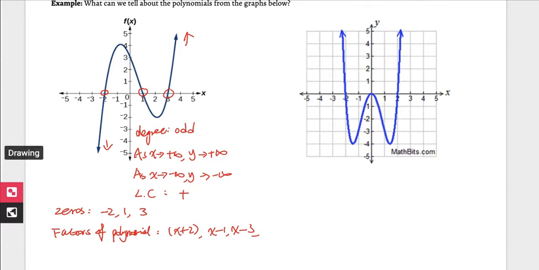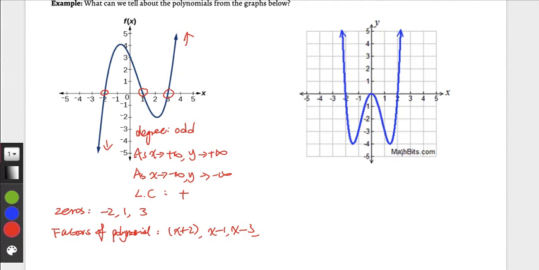Some students might ask, does that mean the polynomial is just these three parts multiplied together? Not really, because there are other factors we still need to consider, like what exactly the value of the leading coefficient is. But that's not the focus today. We are not trying to generate the exact equation of the polynomial. Instead, we move from the zeros to the factors. That's our focus today. Okay, so that's what we can get here.